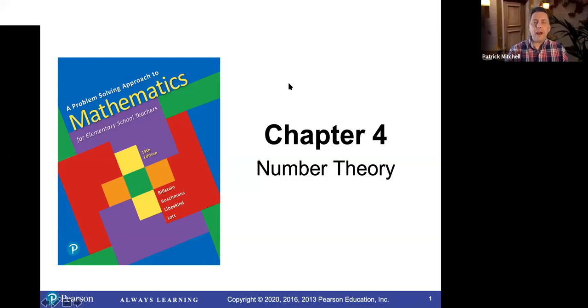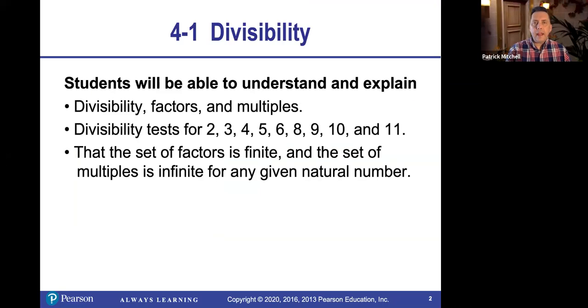Today we're starting what might be my favorite chapter, Chapter 4 on number theory. And in this first section, we're going to look at divisibility. Students will be able to understand and explain divisibility, factors, and multiples. We'll talk about divisibility tests for 2, 3, 4, 5, 6, 8, 9, 10, and 11. And that the set of factors is finite and the set of multiples is infinite for any given natural number.